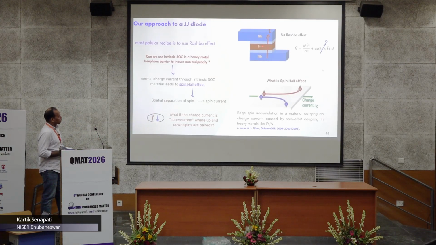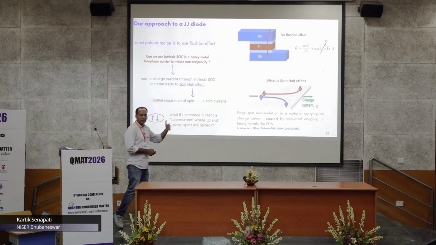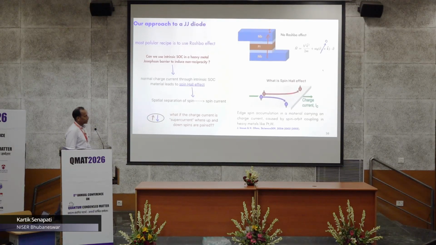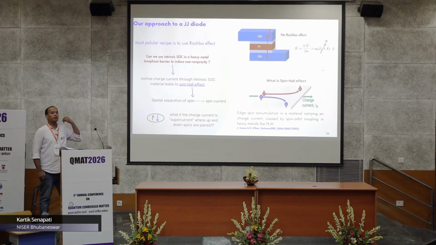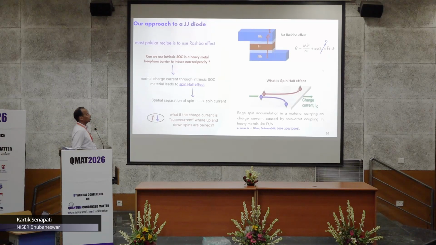But this Pt is a heavy metal, so it has internal spin orbit coupling. If you send a current through a spin orbit material, you expect what is called the spin Hall effect. It is very well established now that if you send a charge current through a heavy metal, you expect spin separation. But here things are different. We are not sending just a normal current, with single particles. We are now sending a supercurrent.